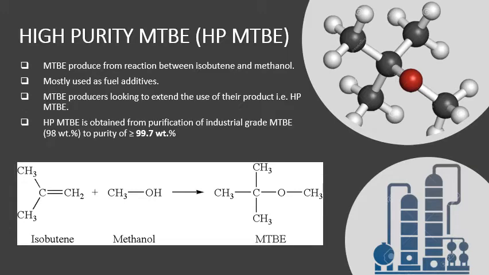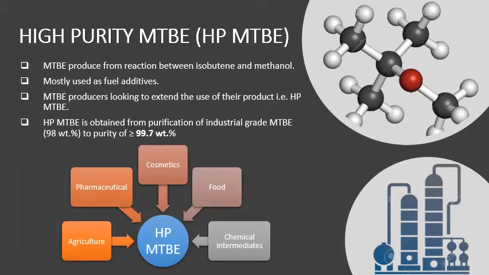High-purity MTBE is obtained by purifying industrial-grade MTBE, which is around 98% weight, to a purity of minimum 99.7% weight. With such high purity, the usage of MTBE can be extended to various applications such as in agriculture, pharmaceutical, cosmetics, food industries, and as chemical intermediates such as solvents.